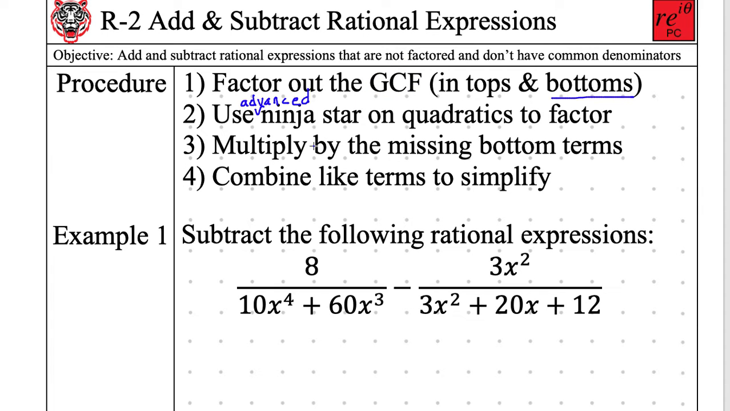And then step number 3 is to multiply by the missing bottom terms to make sure you have like denominators. You can make a note here. The reason you're doing this is for like denominators. And then finally, just combine the like terms to simplify. Just add the tops, right? All right, so here we go.